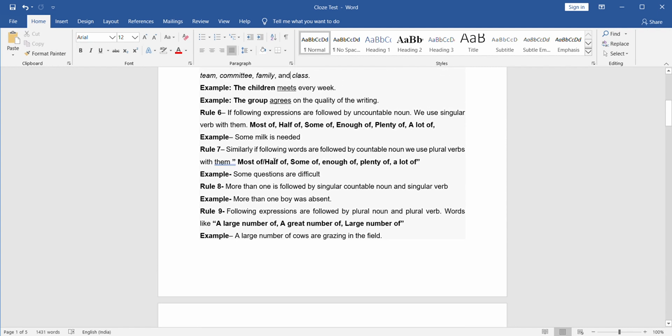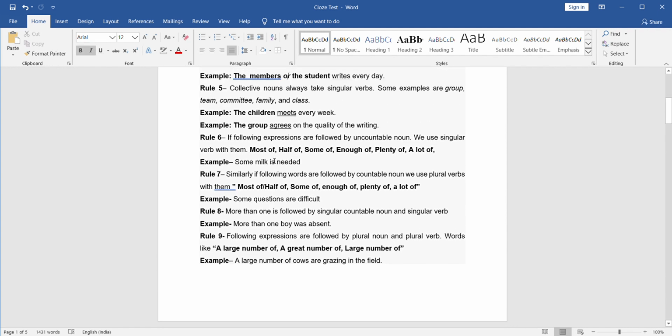Let's take a look. Collective nouns always take a singular verb. Some examples are group, team, committee, family, and class. Let's say you are considering the children. Children is always a group. We have some number of students who meet every week, so that's why it is singular.